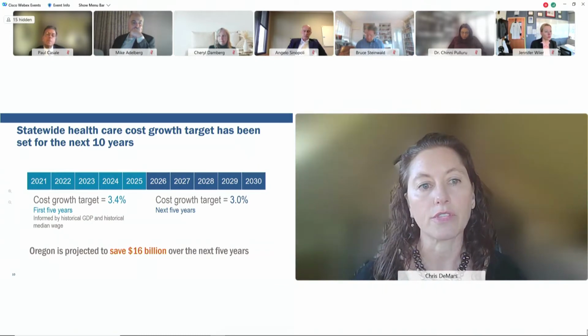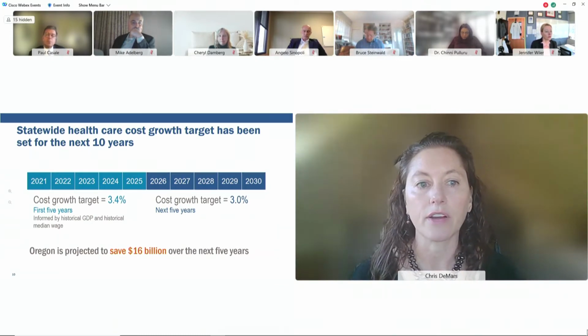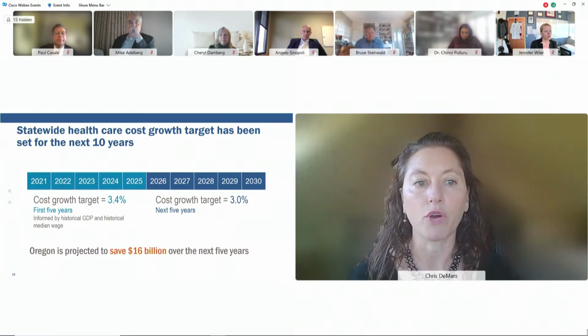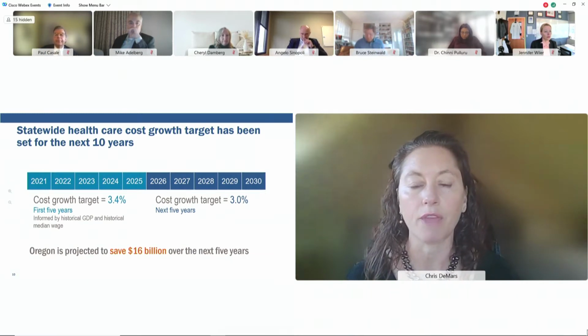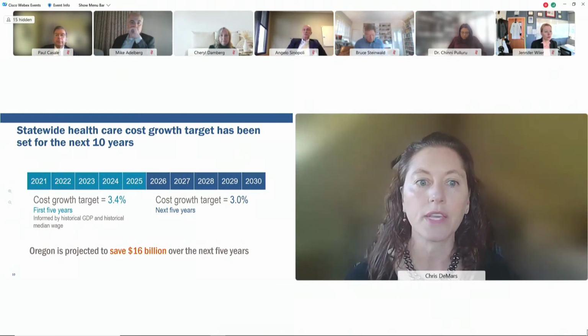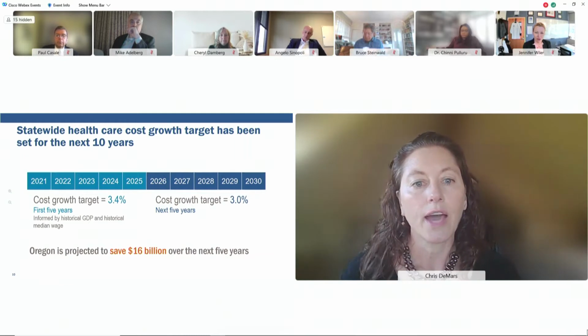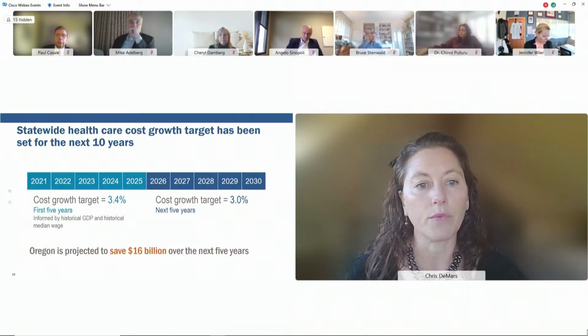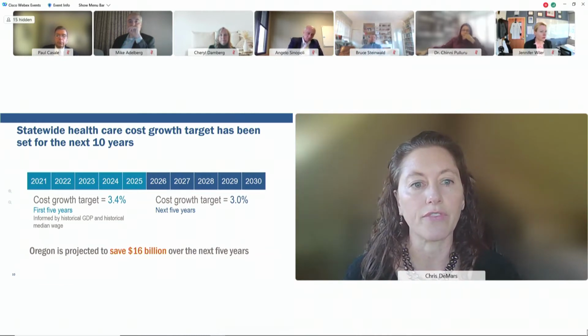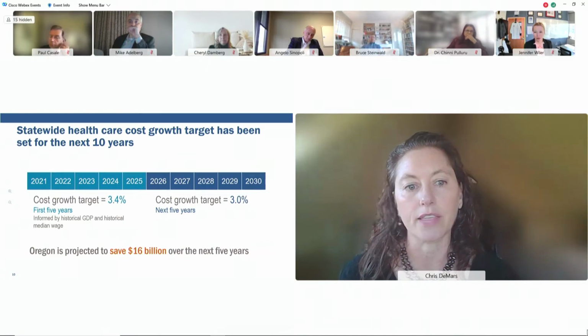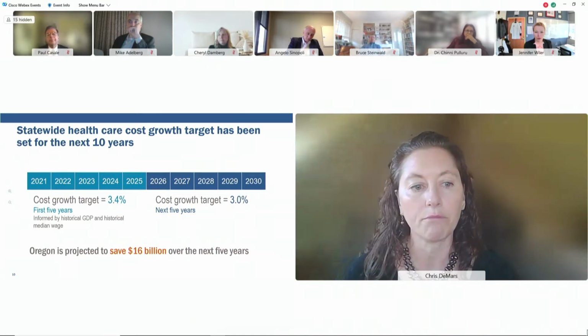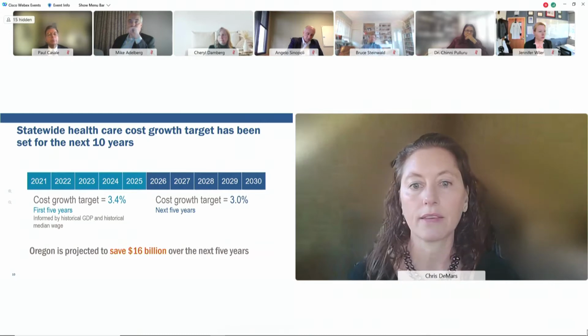So first is the statewide cost growth target that was established through legislation in 2019 that set a cost growth target for the entire state starting in 2021 for 10 years. And that target is at 3.4%, which, you might remember I mentioned, is where CCOs had started out, and then limiting that further starting in 2026 to 3%. We've just done the projections for the first 5 years, and we're projected to save $16 billion over that time. Next slide.